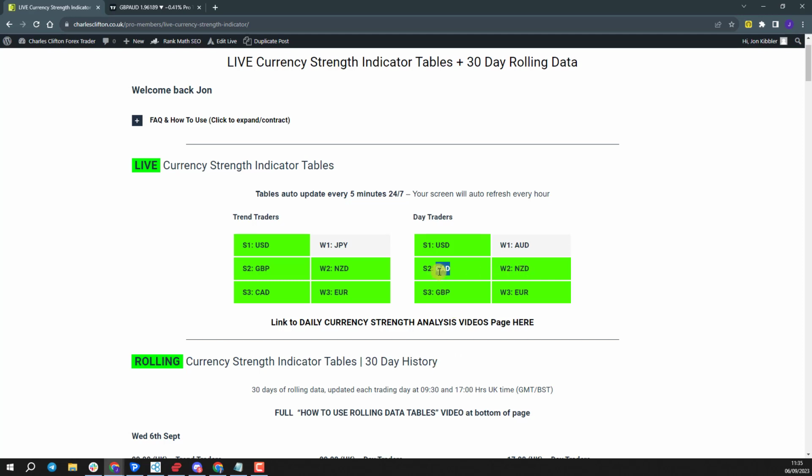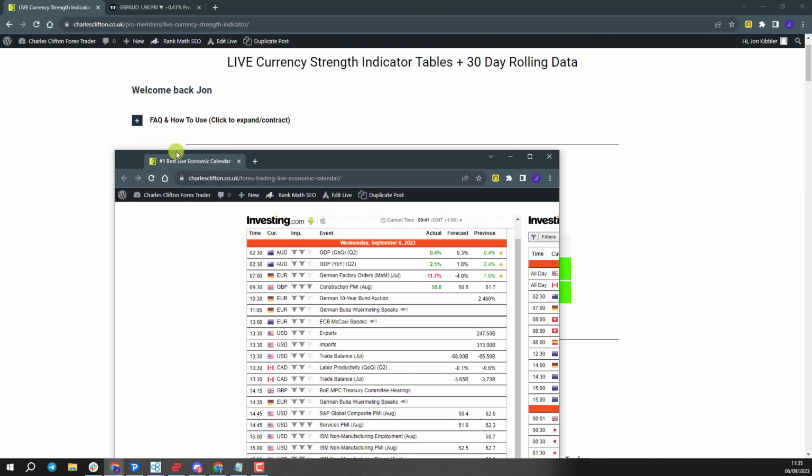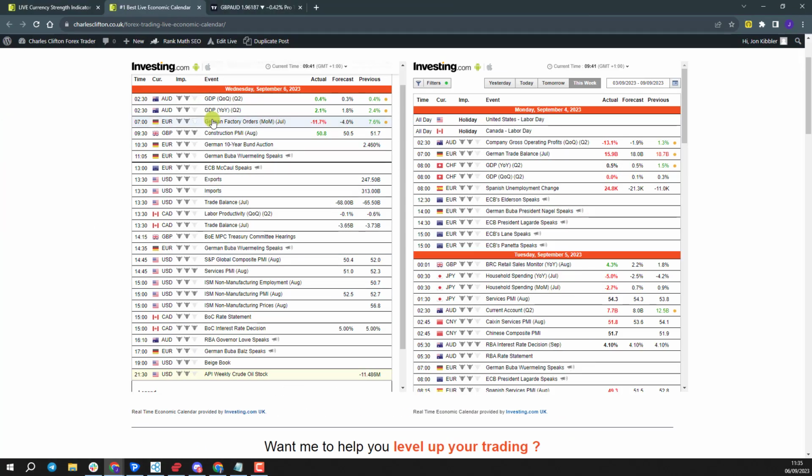Obviously CAD's getting a bit stronger, but the only thing with that is we do have a Bank of Canada rate statement coming up today. If we look at the economic calendar here, we have the Bank of Canada interest rate decision at 3 p.m. British Standard Time. We also have some ISM non-manufacturing PMI out of the US at 3 p.m. So a couple of big important events today.